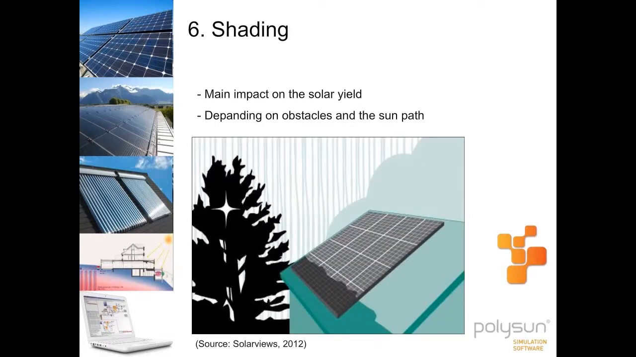Okay, now we want to talk about shading. Shading has a main impact on the solar yield. It depends on the sun path and on obstacles in front of the collectors. To make it a little more visual I will show you how to define the shading in POLISON.